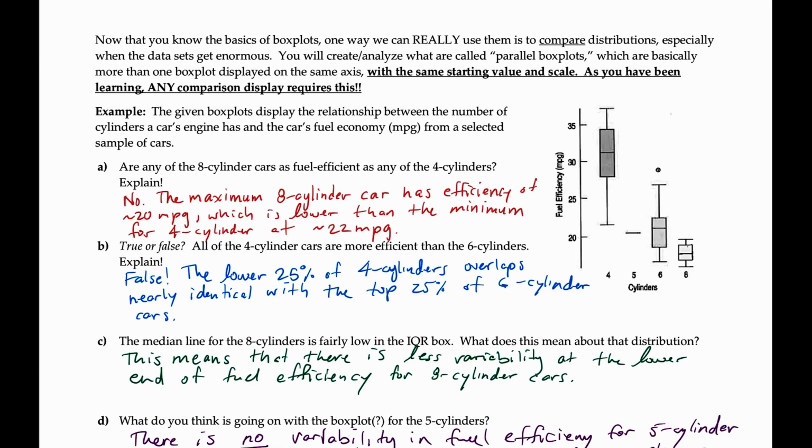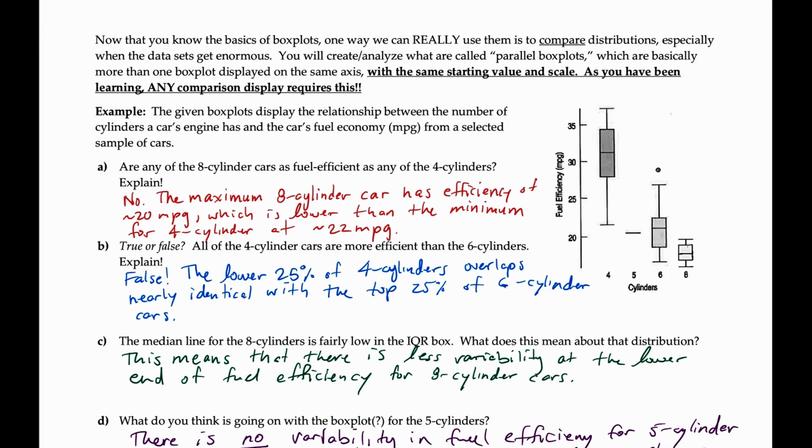The first one: are there any 8-cylinder cars as fuel efficient as any of the 4-cylinder cars? Explain. Well, no. Since the maximum 8-cylinder efficiency is at about 20 miles per gallon, and that falls below the minimum for 4-cylinder efficiency at about 22 miles per gallon, there's no overlap at all. So there are no 8-cylinder and 4-cylinder cars with the same fuel efficiency. Part B, true or false? All of the 4-cylinder cars are more efficient than the 8-cylinder cars.